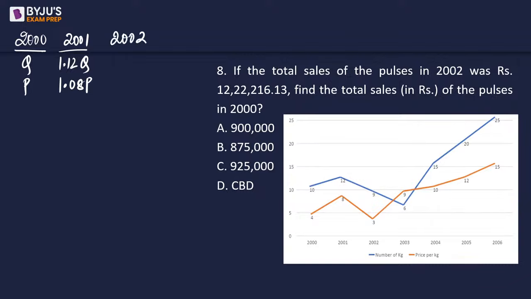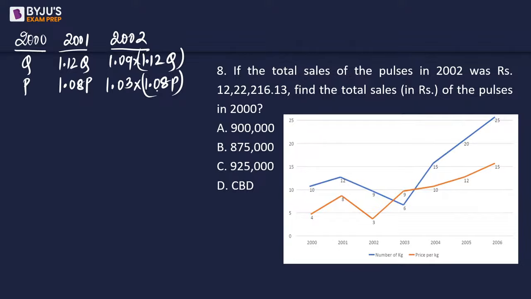In 2002, this is going to be a further 9% increase in the quantity, right? So 1.09 into 1.12 Q, and the price is going to be 1.03 into 1.08 times P, right? Price 3% से बढ़ा है केवल. So 3% is an increase of the previous one for the price, and 9% is an increase of the previous one for the quantity.